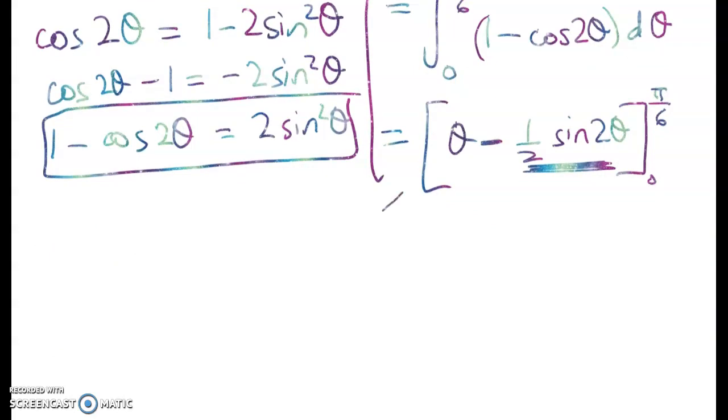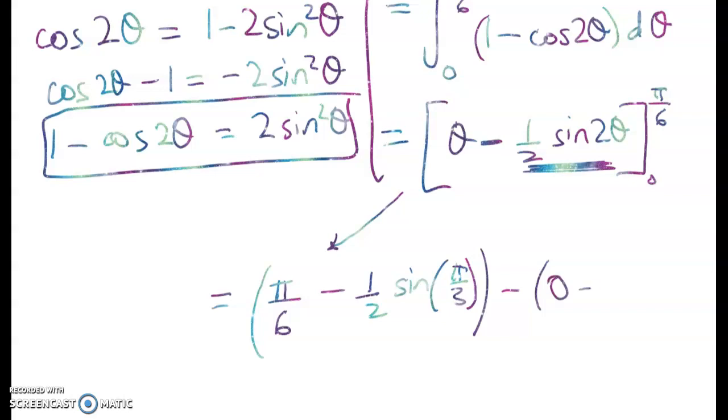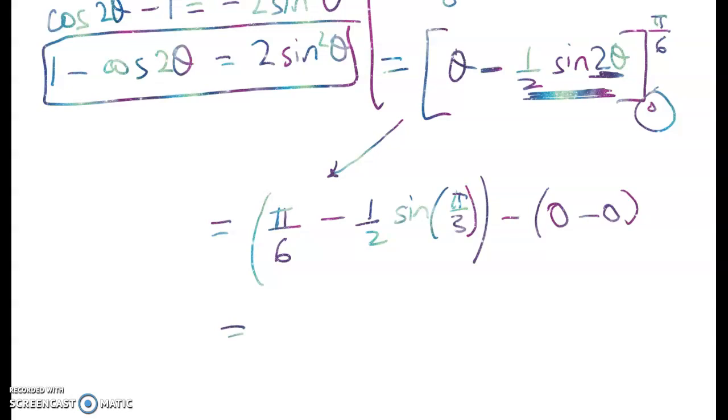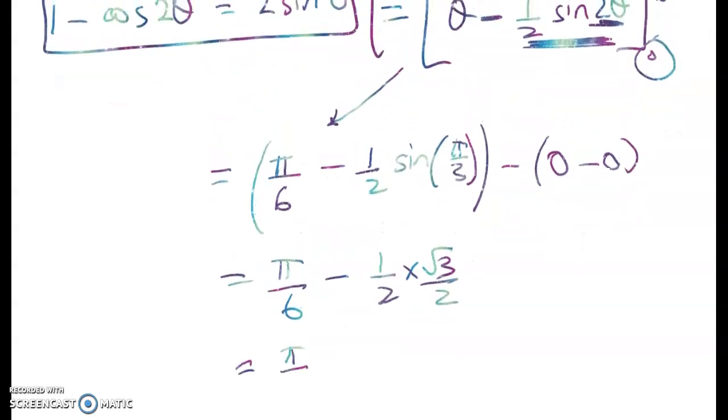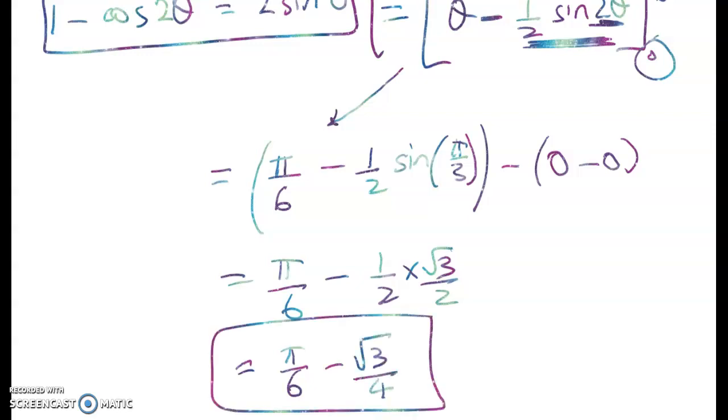Now we haven't quite finished. We're asked for exact values. So this is going to be pi on 6 minus 1/2 sine of pi on 3, minus 0 minus 0, because sine of 0 is just 0. So that gives me pi on 6 minus 1/2 times root 3 on 2, which gives me pi on 6 minus root 3 on 4. So there we are, we're done.